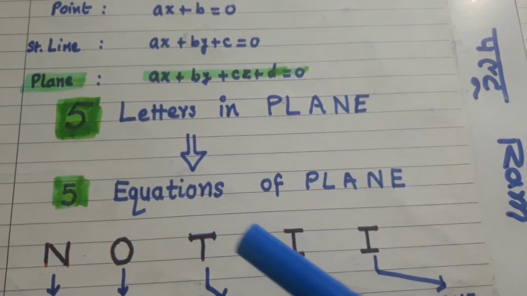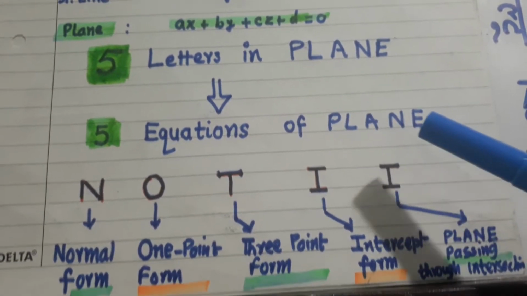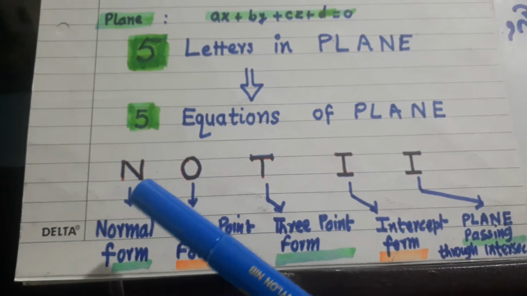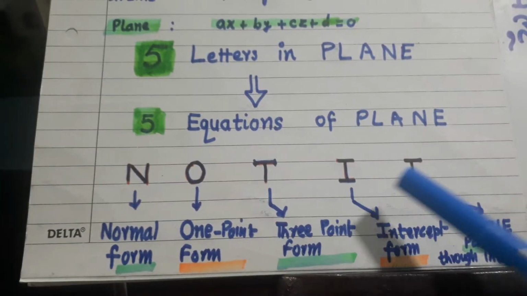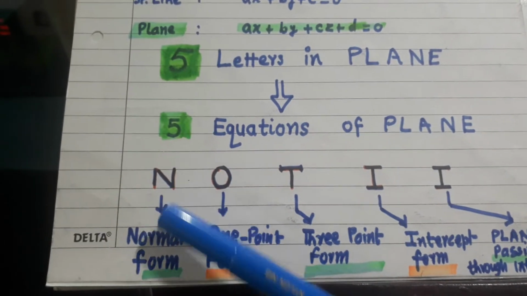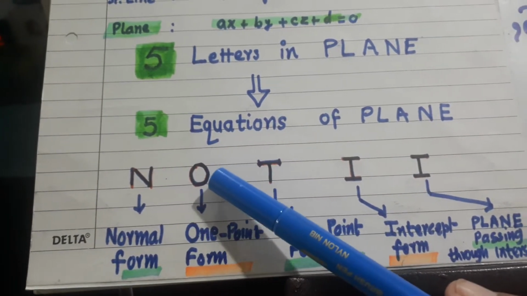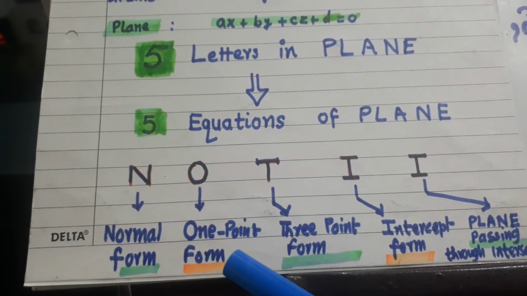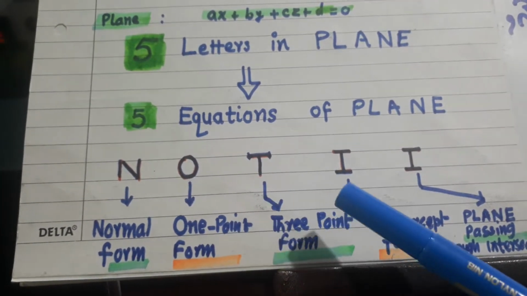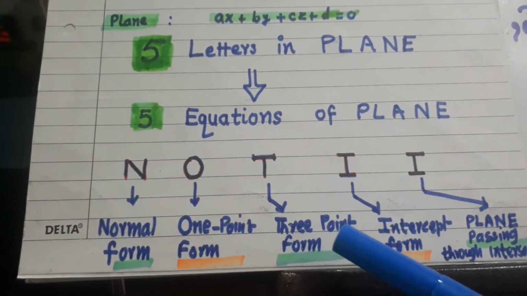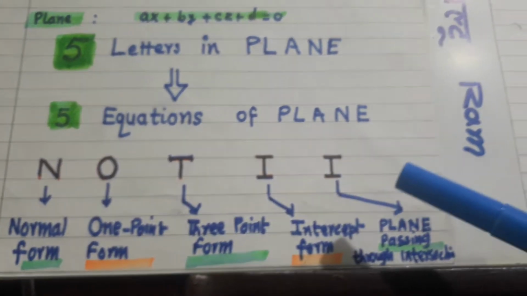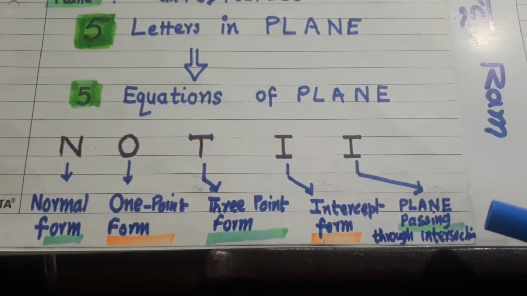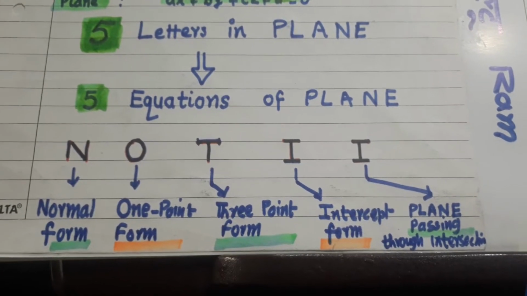Then there are 5 equations of plane. These are the 5 equations of plane. I have written the mnemonic, NAUGHTY. N stands for normal form, O stands for 1 point form, T stands for 3 point form, I stands for intercept form, next I stands for plane passing through intersection of 2 planes.